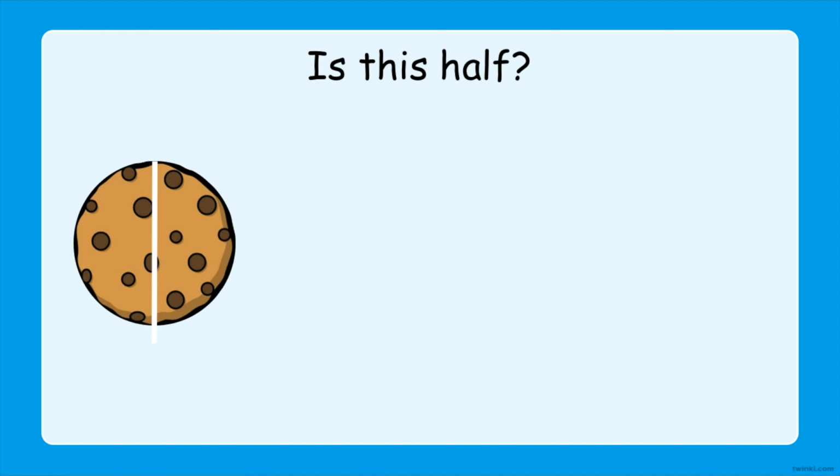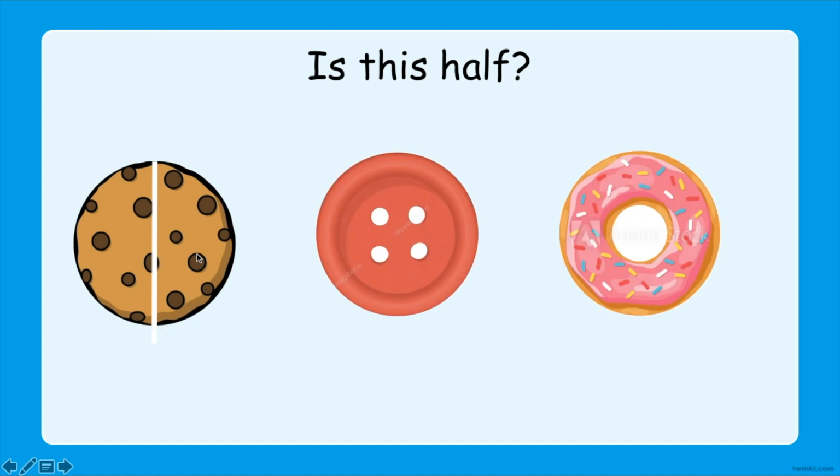Is this half? We can see that it is half because it is split down the middle and the 2 parts are equal. Now, can you make this button and this donut into 2 halves? Can you draw the line? You should have it looking like this. So we can have 2 parts and they are equal. 1 half and another half, 1 half and another half. Remember, it is still correct if you had your line going from the top to the bottom rather than the sides.